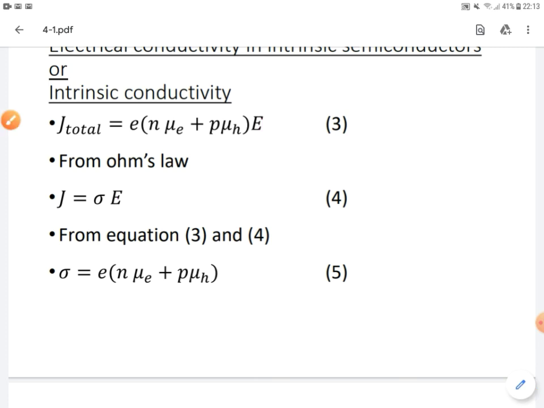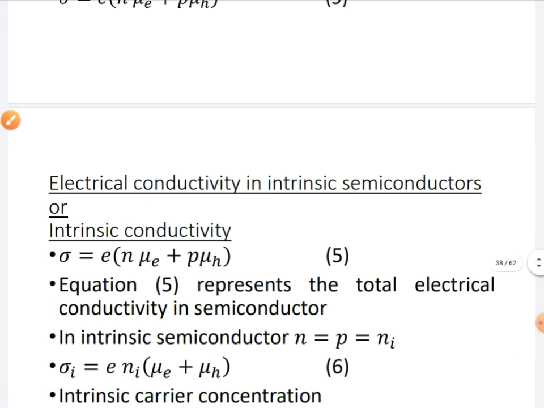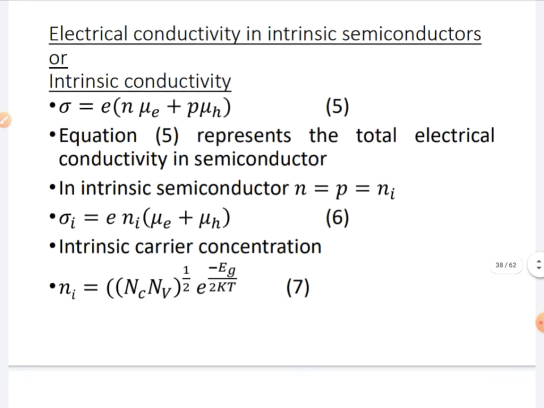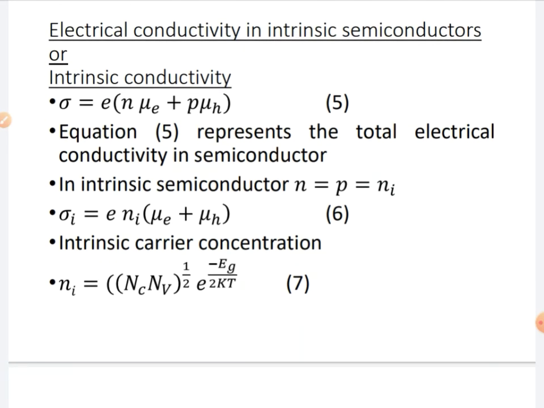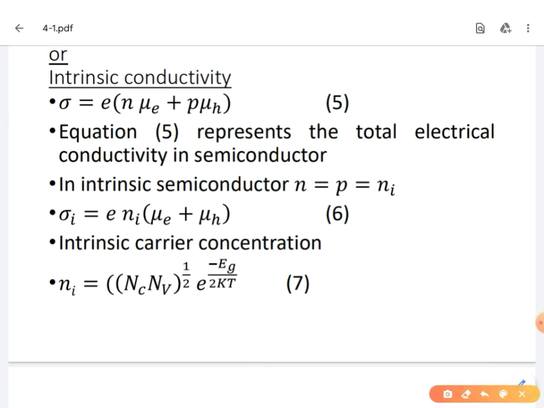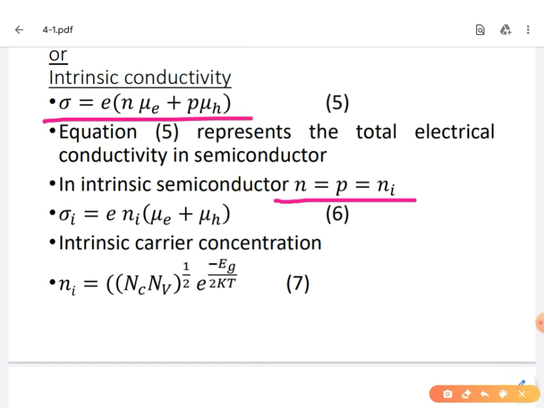In that expression, n and p denote electron and hole concentration. But in the case of an intrinsic semiconductor, we know one basic expression: electron concentration is always equal to hole concentration. So that's why n and p are replaced with n suffix i. N suffix i denotes intrinsic carrier concentration. By substituting n i in place of n and p in this expression, we got this expression.